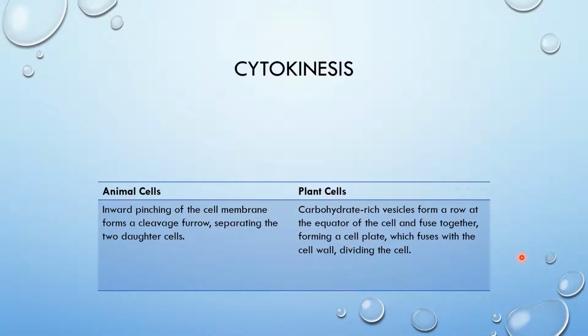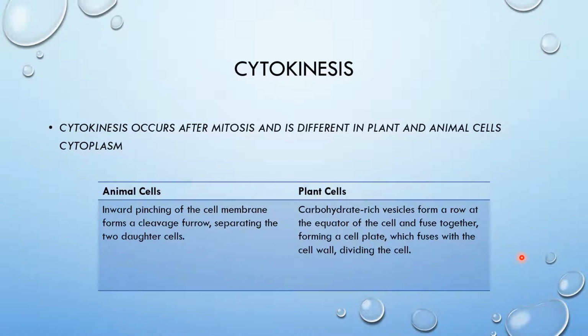Cytokinesis. In animal cells, the inward pinching of the cell membrane forms a cleavage furrow separating the 2 daughter cells. This is cytokinesis in animal cells. Cytokinesis in plant cells, however: carbonate-rich vesicles form a row at the equator of the cell and fuse together, forming a cell plate, which fuses with the cell wall, which ultimately divides the cell.